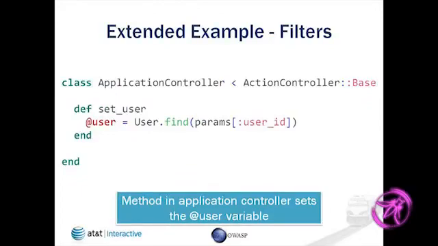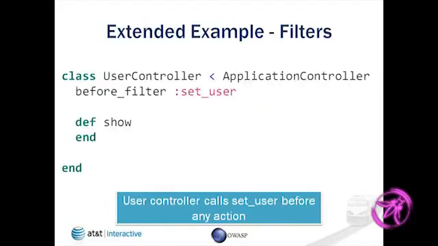So here's a little bit longer example. Here we're at the application controller level, so that's like the highest controller on the inheritance hierarchy. We have a method, and we're just going to set the user variable to some user that we get out of the database. So then in our user controller, this is kind of a contrived example, but we're going to have this filter where we call that on any action that we do. So we have an action show, and that will call the set user method before it actually does the show action.